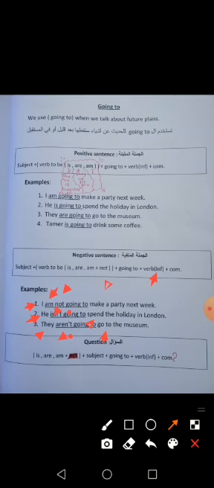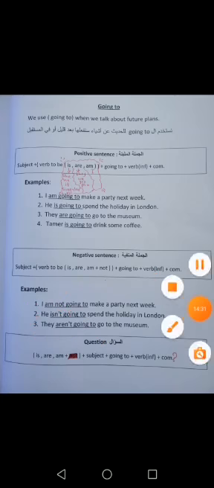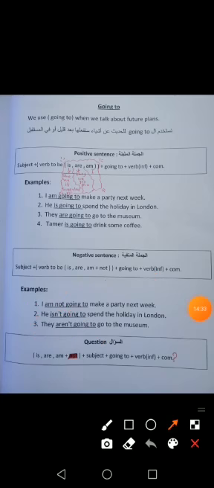Okay, let's move to the last thing, the question. To make a question, we use is or are or am at the beginning of the question. We don't use the subject first; here is the subject, after is or are or am. Then going to, verb, complement, and the question mark. Don't forget the question mark.